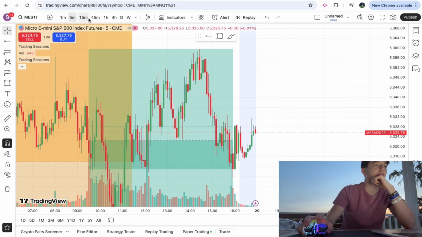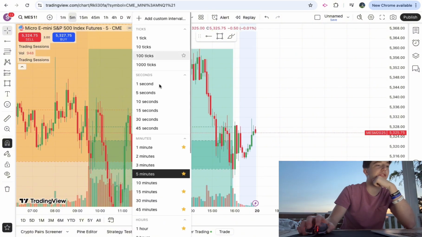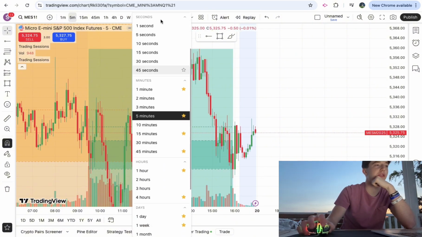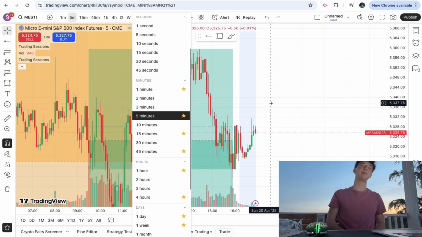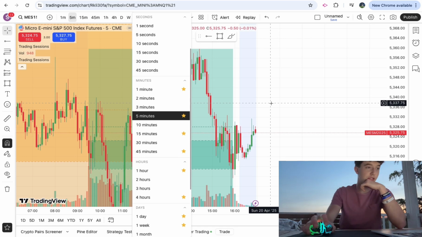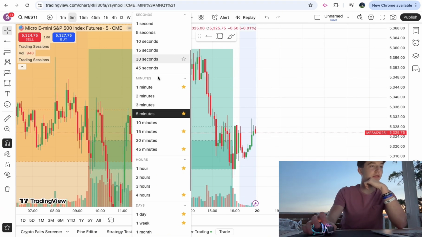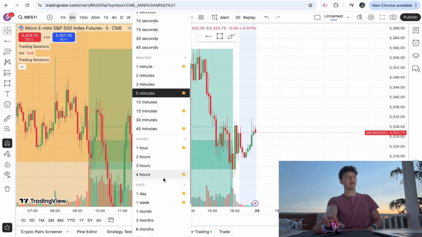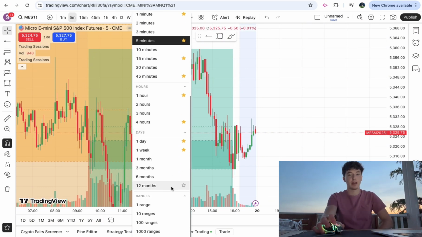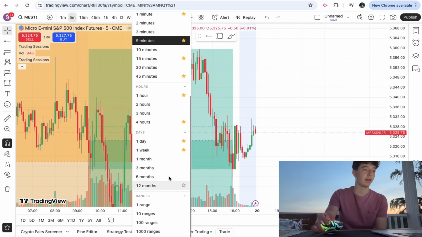Time frames. So time frames are up here. I favorited the ones that I want, so you don't have to keep going to the drop down menu. That saves a lot of time when you're trading, especially day trading, when you need to be smart about your entries and exits. So I favorited the 1 minute, the 5 minute, the 15, 45, 1 hour, 4 hour, 1 day, 1 week. And obviously this is preference again.